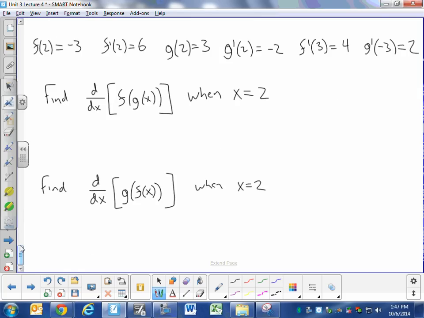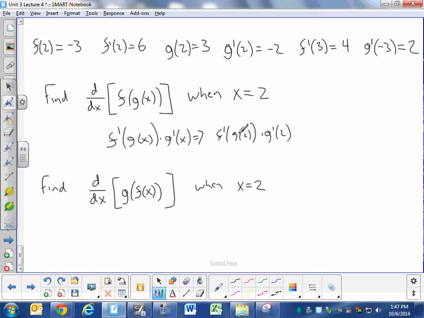All right, table problems. So I'm given a bunch of information. I'm asked to find the derivative of f of g when x equals 2. Well, you have to now apply the chain rule to write down the derivative of this. So the derivative is f prime of g of x times g prime of x. And then I'd have to plug in 2 to find f prime of g of 2 times g prime of 2.